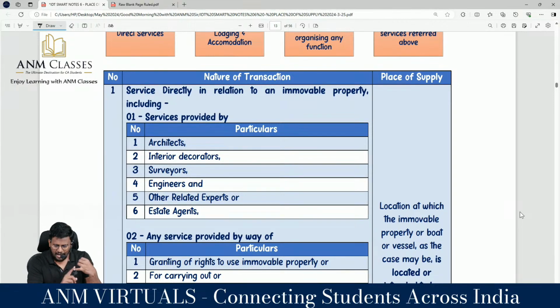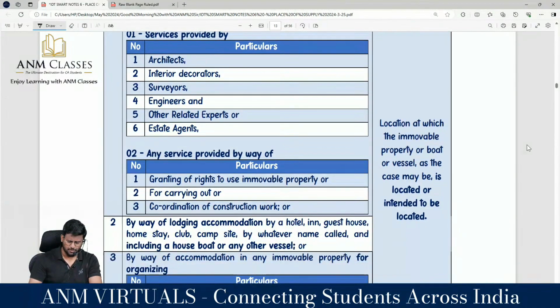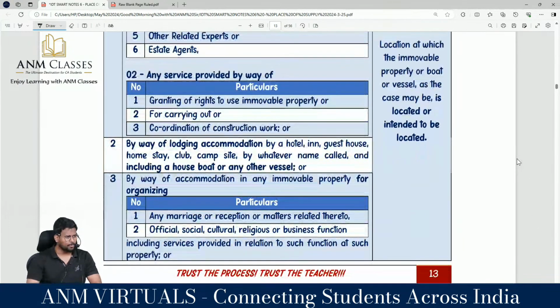Who are those people? Professionals. Number one, architects, interior decorators, surveyors, engineers, other related experts, or any services provided by granting of right to use a property. So you have an immovable property and you allow some other person to use it; that is also a direct service relating to immovable property. Or for carrying out or coordination of any construction work, you allow some builder to construct a building; that is also a direct service.